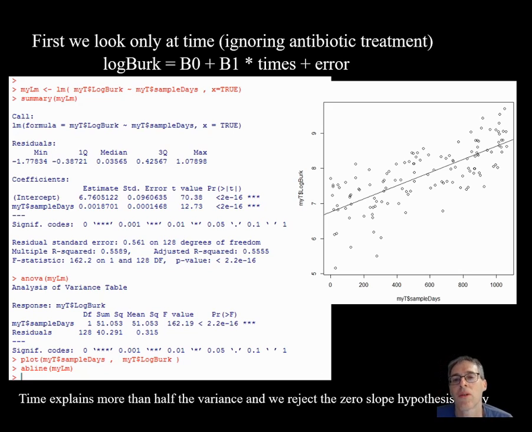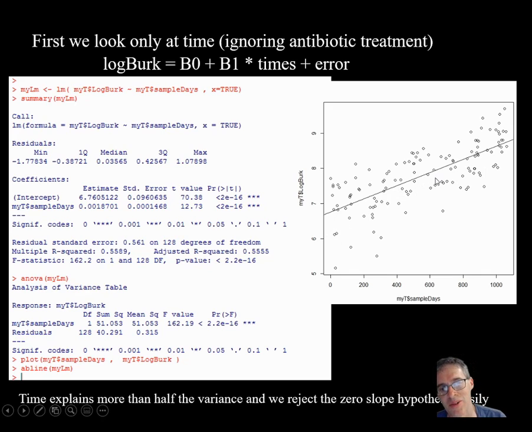So first we'll look only at time. So this is a simple linear regression model. And this model has the Burkholderia concentration, or the Burkholderia absolute abundance, on the y-axis, and a slope and an intercept, the way linear models do. We can see that both the slope and the intercept are highly significant. Now, we don't care about the intercept, but the slope we do care about, so that's the null hypothesis that the Burkholderia is not changing with time.